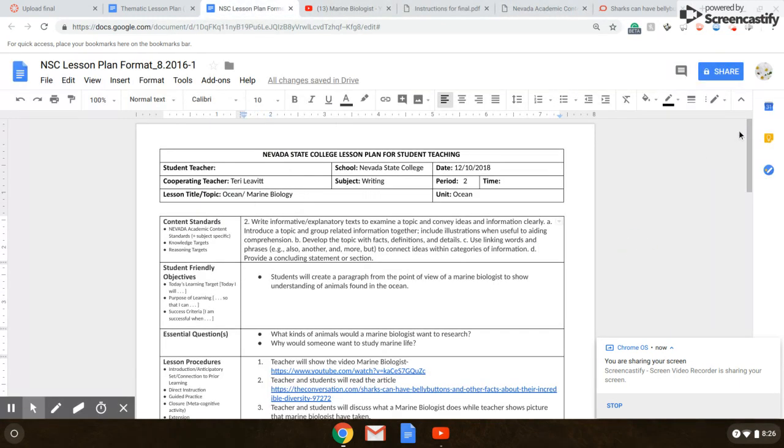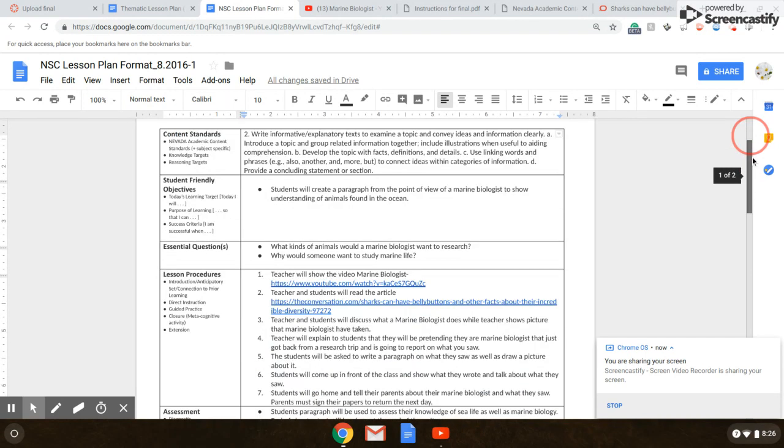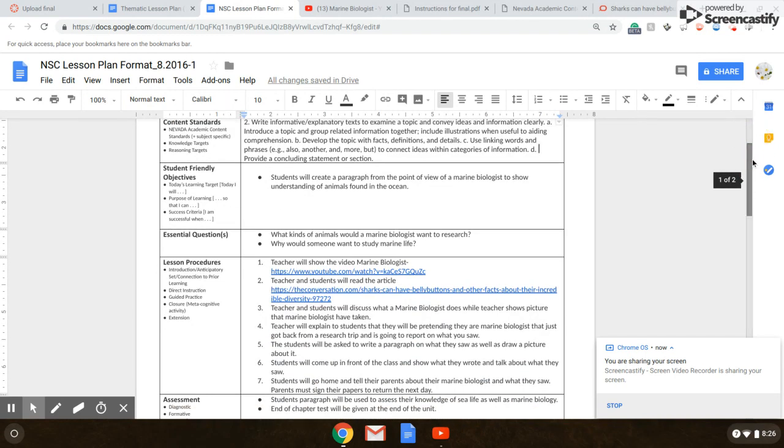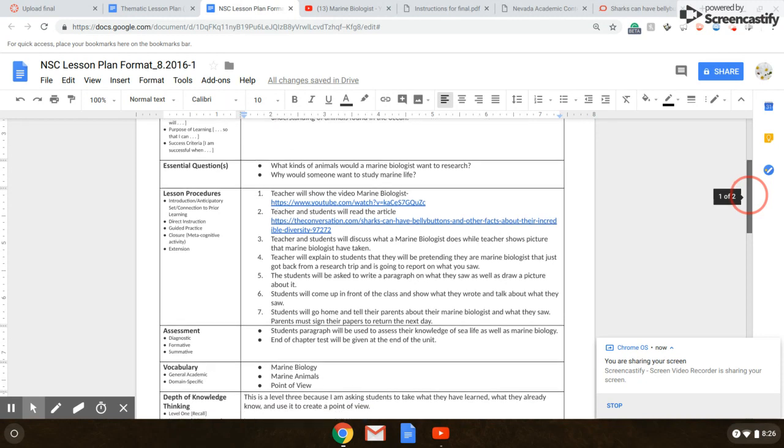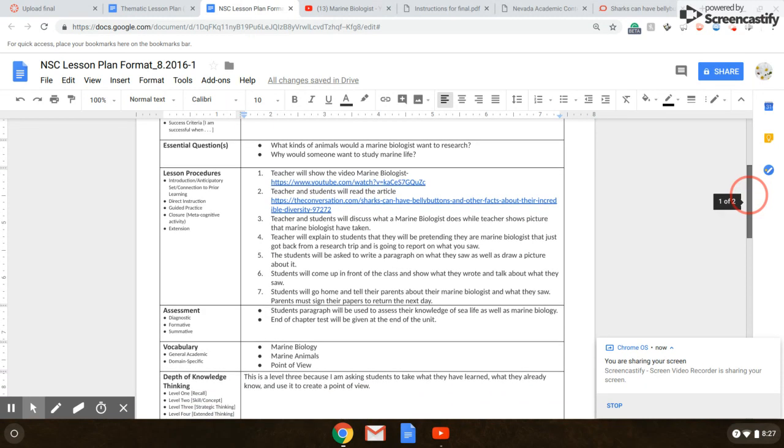That's what I used. So my objective is students will create a paragraph from the point of view of a marine biologist to show understanding of animals found in the ocean. Essential questions: What kind of animals would a marine biologist want to research? Why would someone want to study marine life?